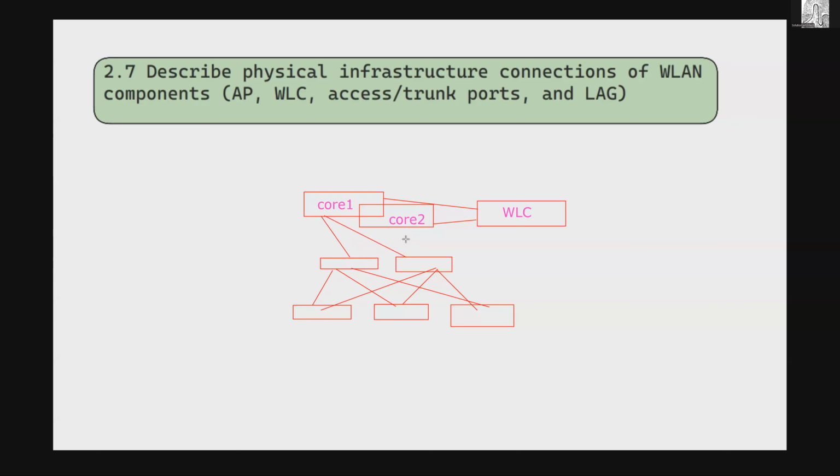Like this, you have the connectivity. So then here you have your distribution 1, distribution 2, and then you have your access 1, access 2, access switch 3, etc. Now with this access switch, obviously you will go and connect the APs. So I have my APs connected. Suppose AP1 and AP2.